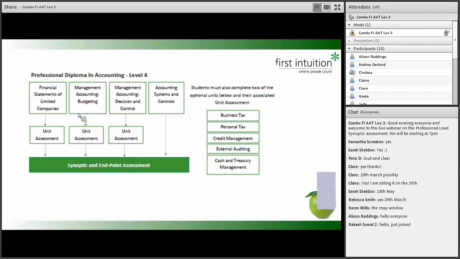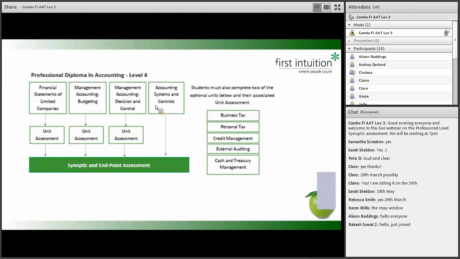Now, we've got our core units. We've got our financial statements of limited companies, management accounting budgeting, management accounting decision and control, and accounting systems and control. Now, these 4 papers are all assessed in this Synoptic assessment that you sit right at the end.